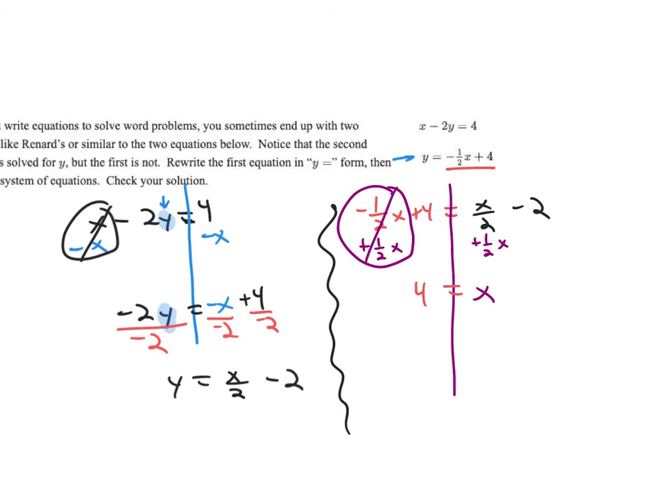This stuff here is all going to go away. And I'm just left with 4 and my subtracting 2. Well, that's pretty easy to see there, that I just need to add 2 to both sides and say that x will be equal to 6.